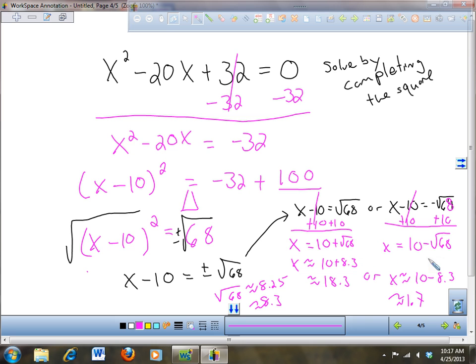This would be exact. If they say leave your answer exact as a square root, you will leave it like that. If not, you would round off to the nearest tenth, and you get something like that. And again, all this is the places where this particular parabola would cross the x-axis. So it's going to cross at 18.3, or it's going to cross over here at 1.7. So those are two places where it's going to be equal to 0, because that's kind of what it's asking you.